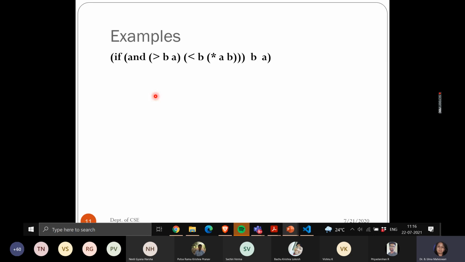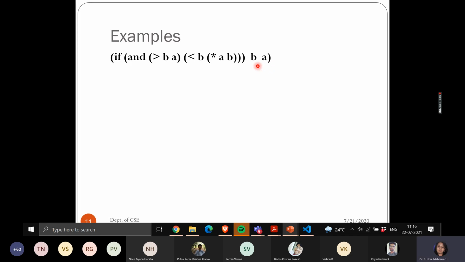Continuing from the previous slide, A is 3 and B is 4. Just evaluate and tell me. A is 3, B is 4. I give you 1 minute. 4, ma'am. Is it going to return you B or A?